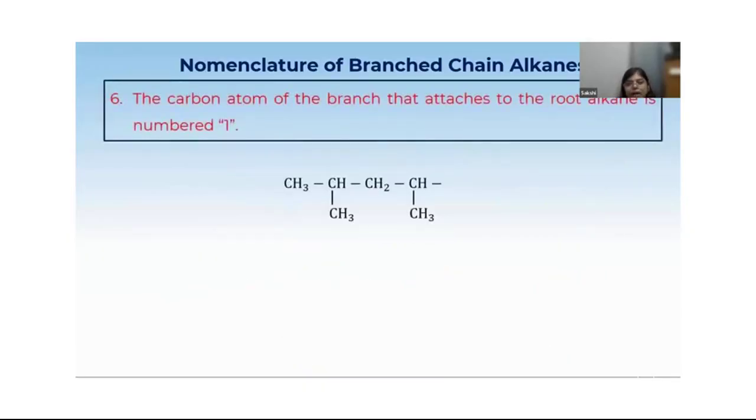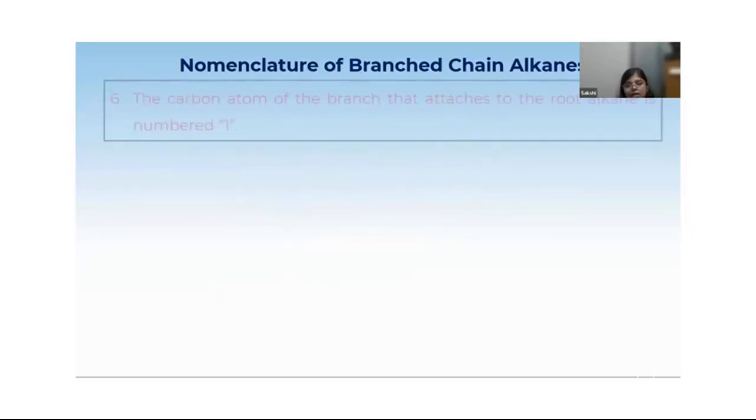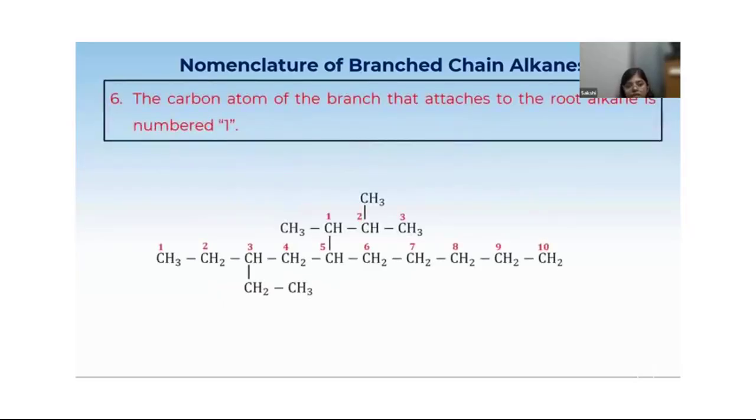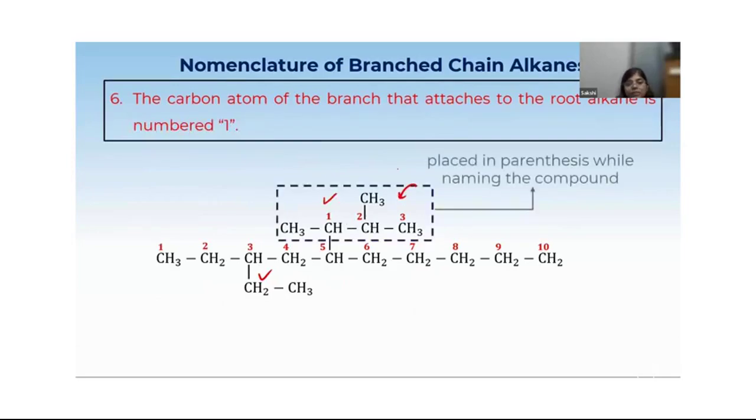Okay. The carbon atom of the branch that attaches to the root alkane is numbered 1. Okay. Let us move forward. So see, here this is a branch and this is also a branch. So we need to name this branch separately. So, let us understand, it is 5, 1,2 dimethyl. Okay. Propyl. Why is it 1,2 dimethyl?